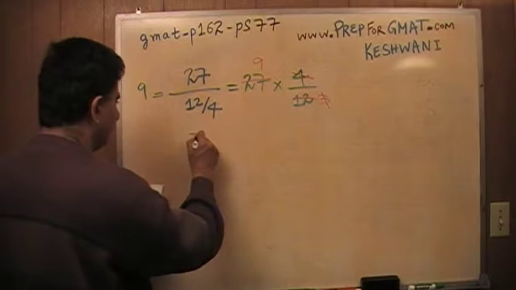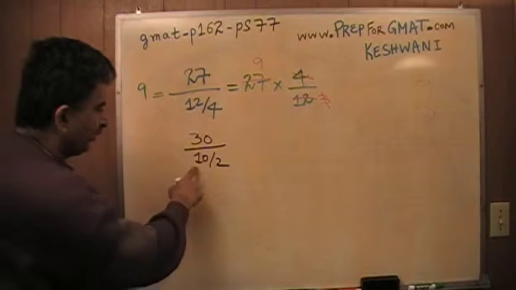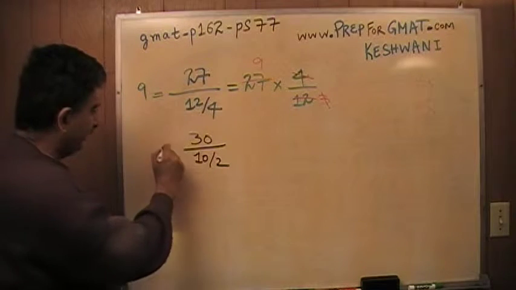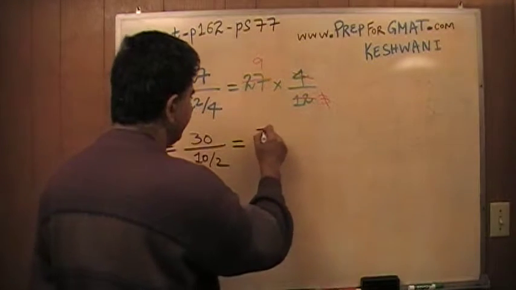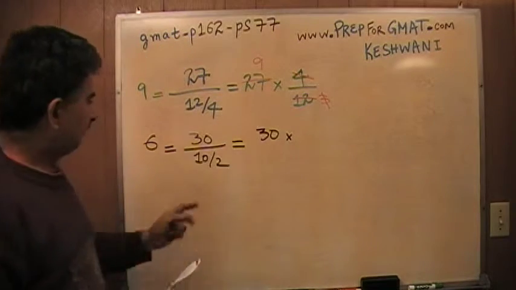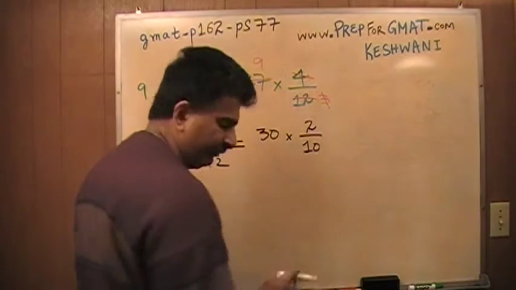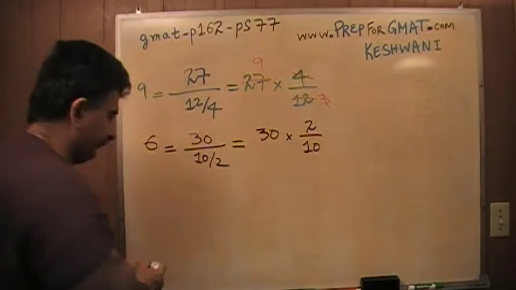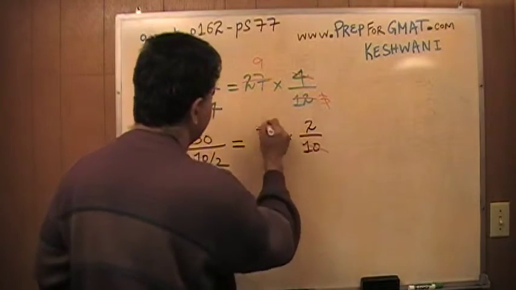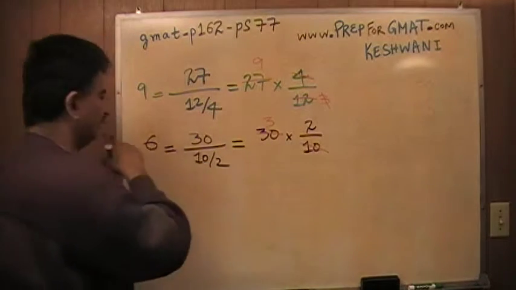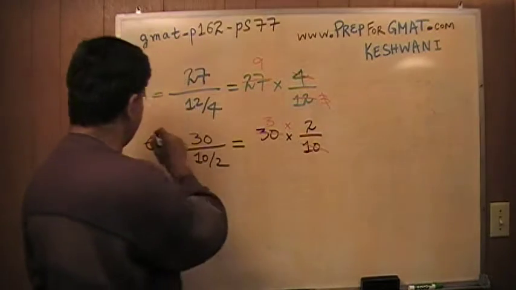Let's do one more. 30 divided by 10 over 2. Now I know that 10 over 2 is 5. So 30 divided by 5 is just 6. I better get 6 as the answer at the end. So let's see what happens. I take my 30, the top part, and multiply it by the reciprocal of the bottom, which is 2 over 10. 10 goes into 30 3 times, and 3 times 2 is 6. There you go. You see? 3 times 2 gives me the 6 that I'm looking for here.